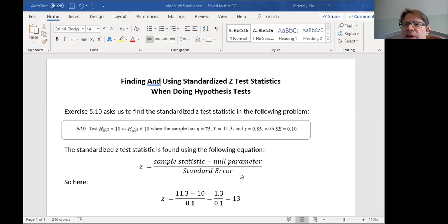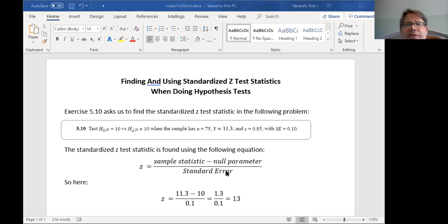But here we're talking about the statistic of x bar. The standard error is the standard deviation of the x bar statistic. And if the null hypothesis is true, the mean of the x bar statistic should be 10, the value that we call the null parameter. So by subtracting the null parameter from our sample statistic and dividing by the standard error, we're really taking our data value minus the mean of our sample statistics and dividing it by the standard deviation of the sample statistics.